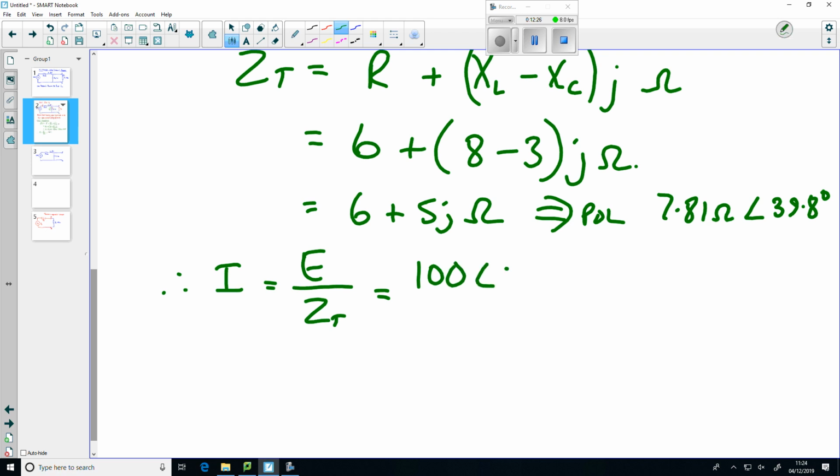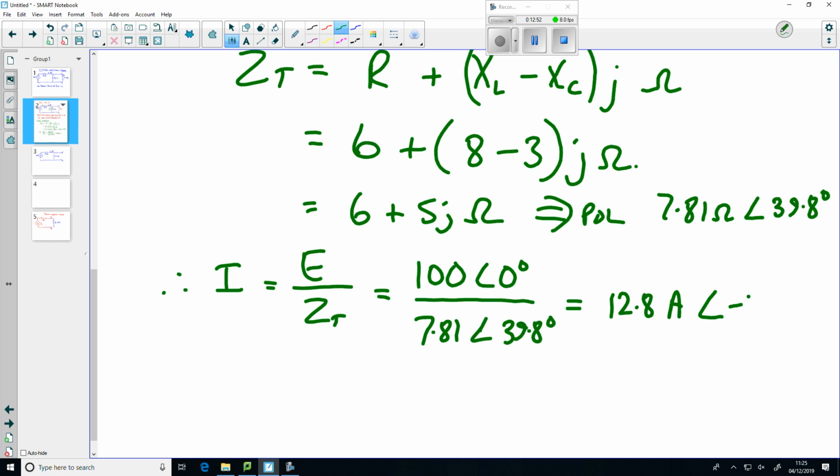Angle 0 is assumed if you're not given one. Over 7.81 angle 39.8. The result of that is 12.8 amps, remember, angle minus 39.8 degrees.